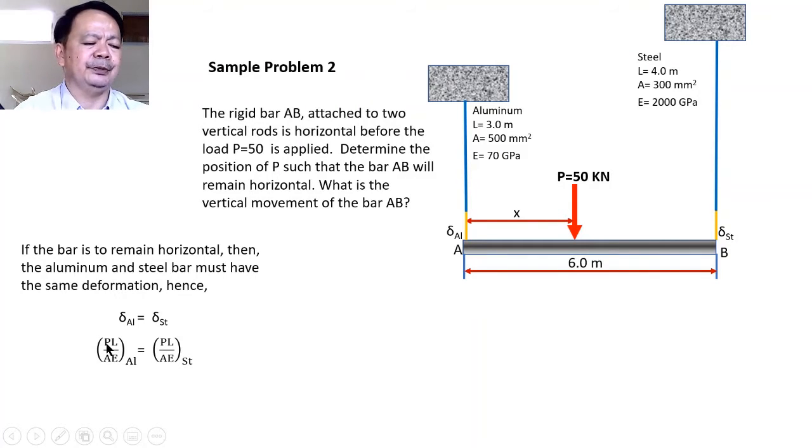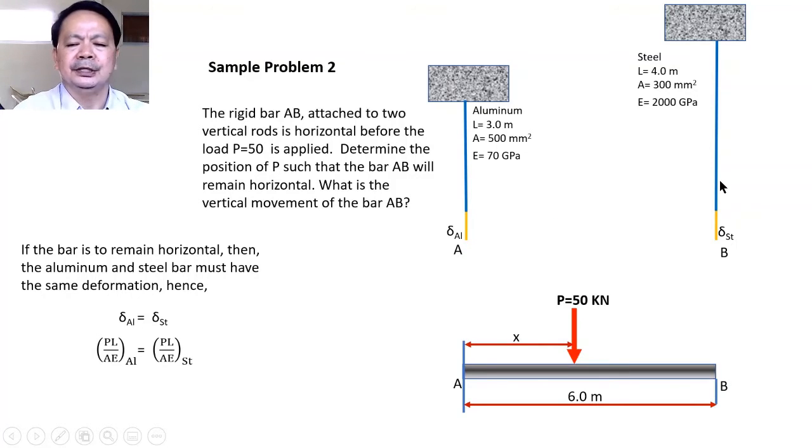And what is this P of the aluminum? It must be the internal force or the axial force acting on the aluminum. Similarly, P of the steel must be the axial load acting on the steel. And how are we going to show it? If we isolate the bar AB from the rods, aluminum and steel, so that this will be the isolated bar AB, then this is the axial load acting on the aluminum, while this one is the axial load acting on the steel.